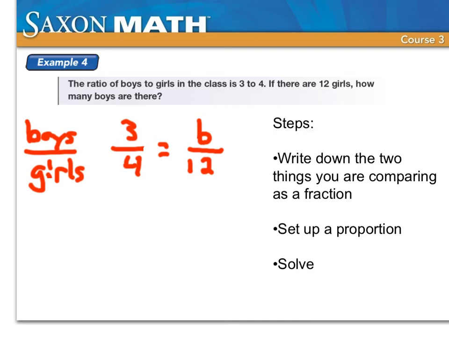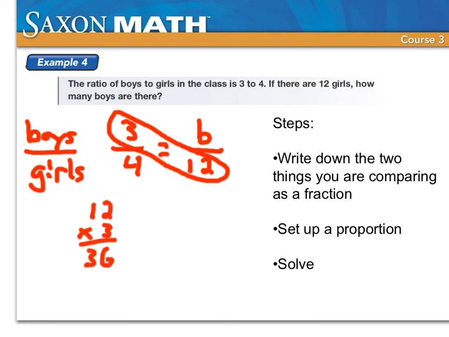Okay, now we could solve this using mental math, but I want you to get used to using the method that I just showed you on the last slide. So we're going to circle the numbers that are diagonal from each other. And I'm going to take 12 times 3, and that gives me 36. Then I'm going to take that answer and divide it by the number outside. So 36 divided by 4 is equal to 9. So that means there are 9 boys in the class if there are 12 girls.